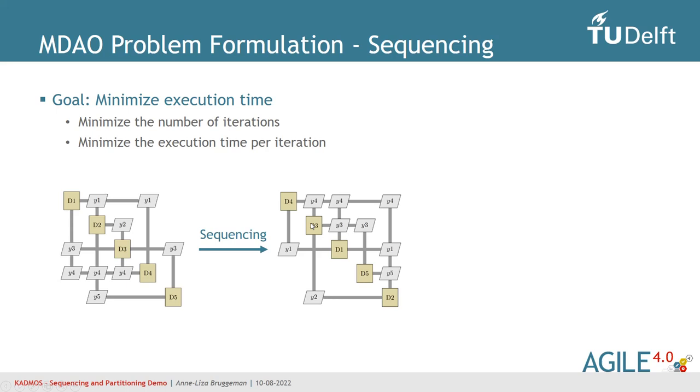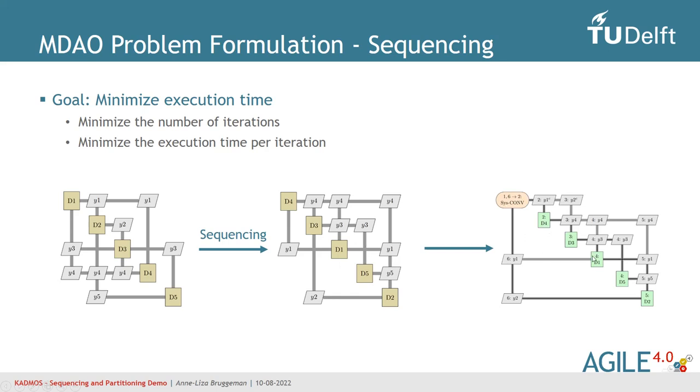And this is called sequencing. So changing the order of the disciplinary tools such that the number of feedback variables is minimized, because minimizing the number of feedback variables will lead to a reduction in the number of iterations. Furthermore, the sequencing algorithms also check whether some disciplinary tools can be run in parallel, which is the case, for example, here with D1 and D5. They are independent of each other, so if we put a convergence loop around it, we can see that D1 and D5 can actually be executed in parallel. And this will lead to a reduction in execution time per iteration.